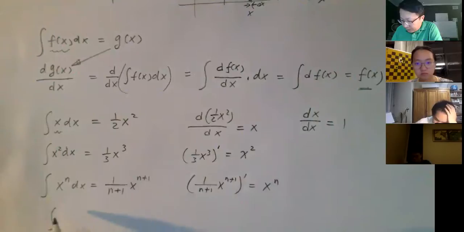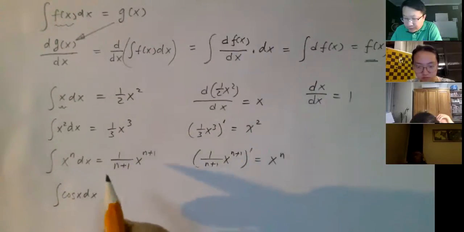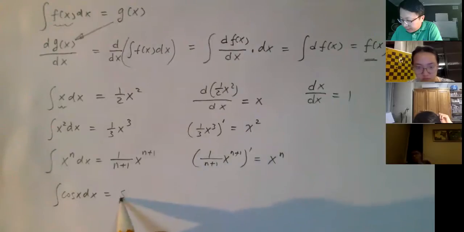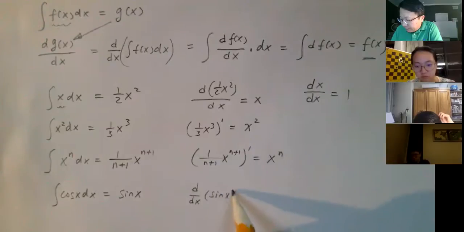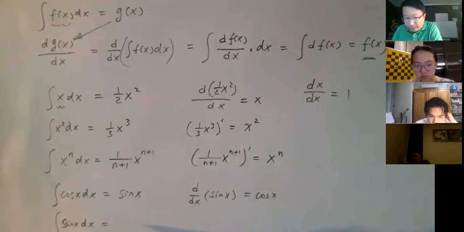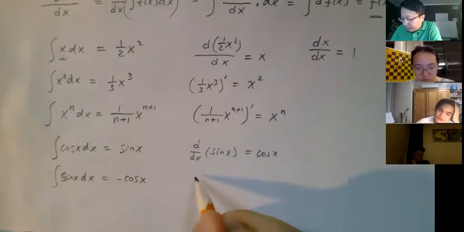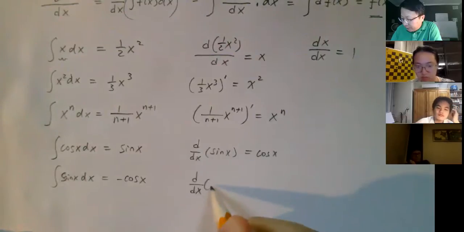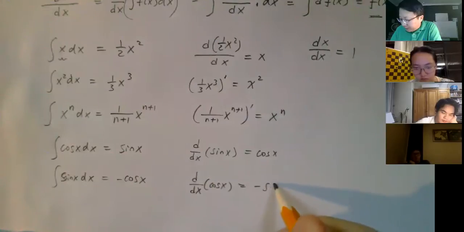And now, what is the integral of cosine x? Last time I already sent you, and later on a strict proof, it is sine x. Sine x's derivative is cosine x, right? Same thing. What is the integral of sine x? It should be negative cosine x, because cosine x's derivative is minus sine x.